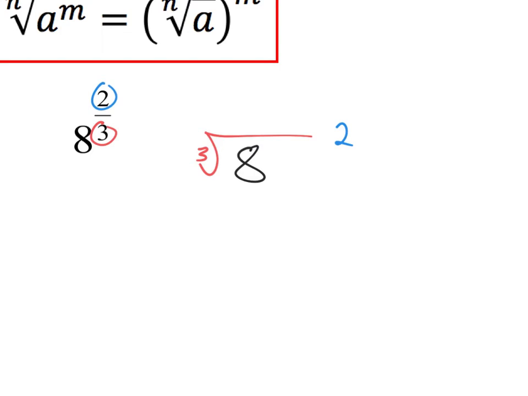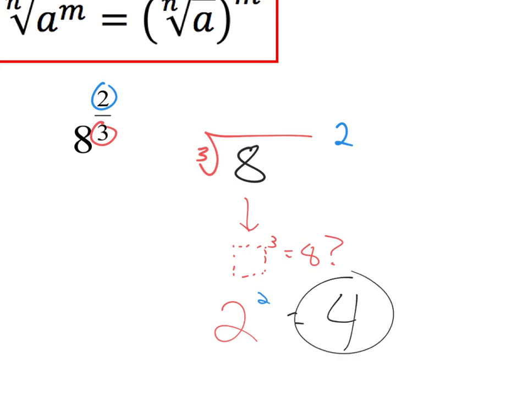So if I wanted the third root of 8, I'm really trying to figure out what number to the third power is 8. Well, that number would be 2. So now we have 2 to the second power. Right, and that second power just came down from up here. That would equate to 4.